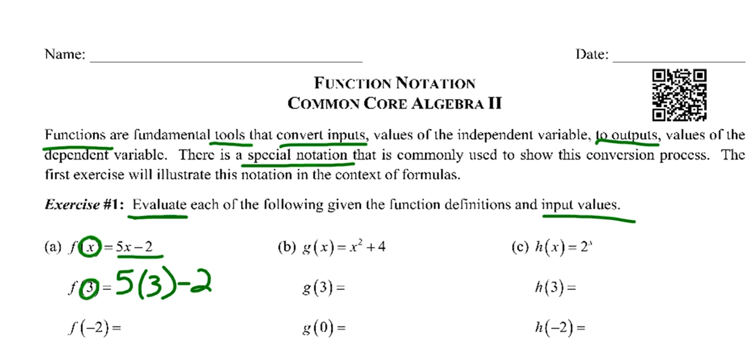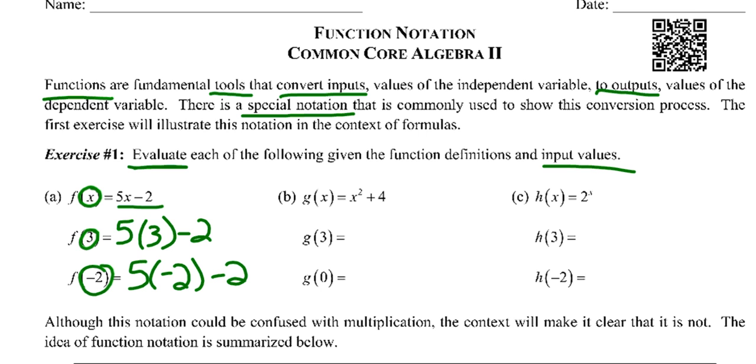Same thing here. We're going to put negative 2 as our input in the space where x is in this process. So we do 5 times negative 2 minus 2. So you guys should do that for all of these. You're just subbing in the value that they give you, the input for x in the function to get your output, which is your answer.